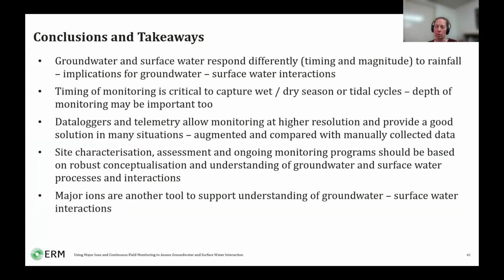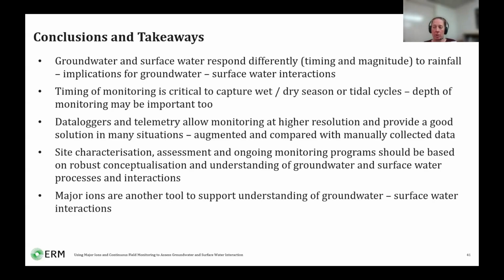Some bores may go dry in the dry season and may not be able to be sampled. But it's important to be able to capture the peaks and troughs of level and quality, particularly in tidal cycles. The other thing to consider is in coastal settings, there are vertical differences in salinity, which may be quite important too.